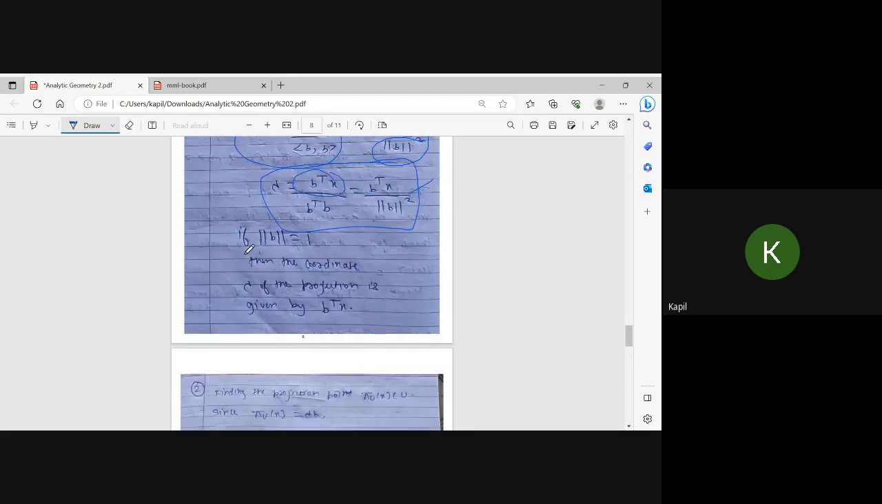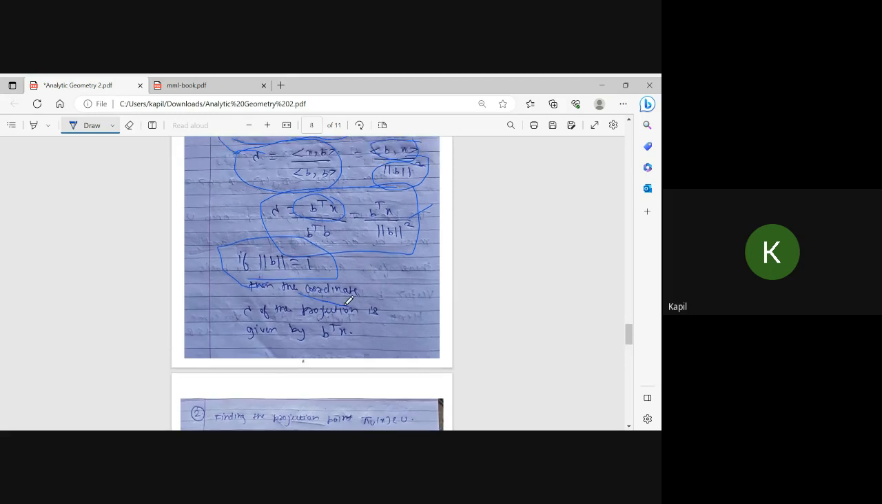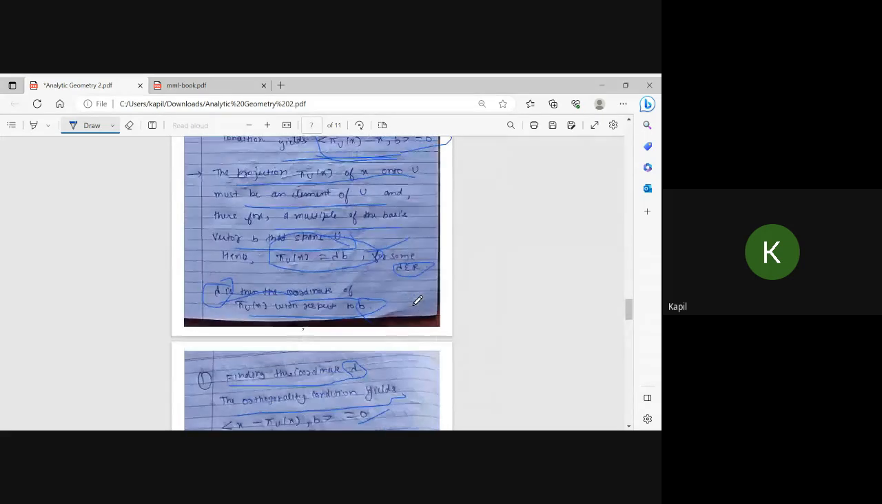In any case, when the magnitude of b is equal to 1, then the coordinate lambda of the projection is given by b transpose into x. So this will be our projection if and only if this magnitude comes out to be 1. Then the coordinate lambda will be b transpose into x. This is the first result for the coordinate lambda.